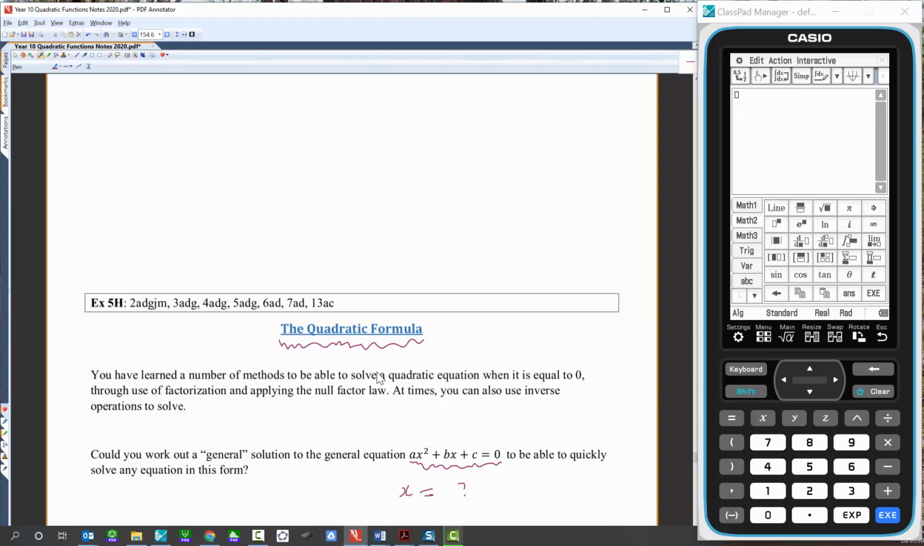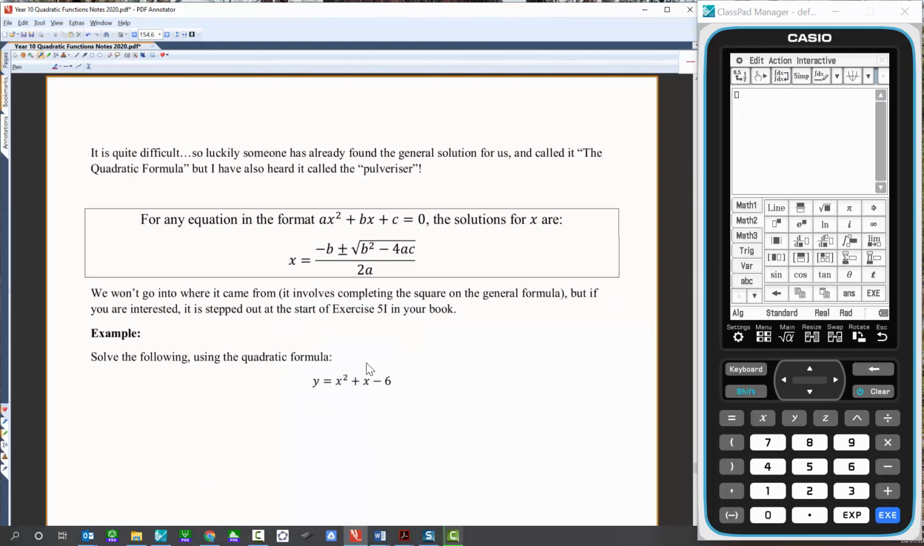Well, the answer to that is someone has done that for us, okay? It's quite difficult, and it uses completing the square on the general solution. You should look at it. It's in Cambridge as well. It's really impressive that they step you through it. So luckily someone has already found the general solution for us and called it the quadratic formula. But I have also called it the pulverizer. I've heard it called that. So you throw things into the pulverizer and out pop the solutions.